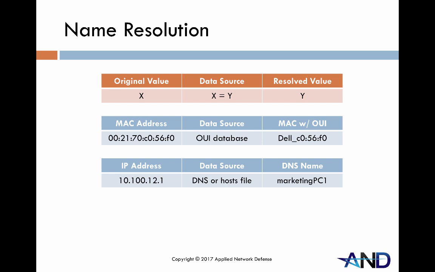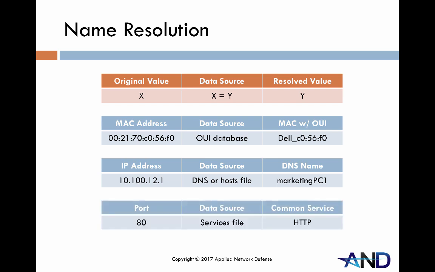So again, marketing PC1 in this case is, for the most part, visually equivalent. It's a way to reference the IP address. There's some abstraction there. It's important to know that that abstraction exists because, of course, an IP address can change, whereas the DNS address may point to something different at some point. But for the most part, we can consider these things somewhat equivalent when we're doing our analysis.